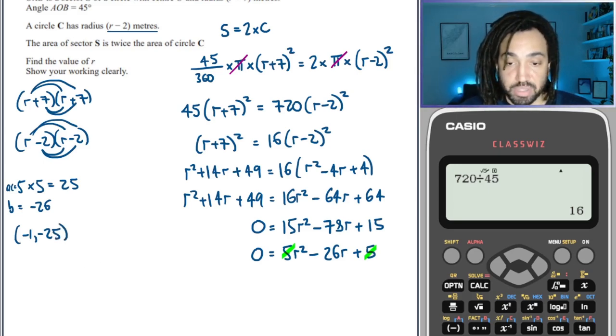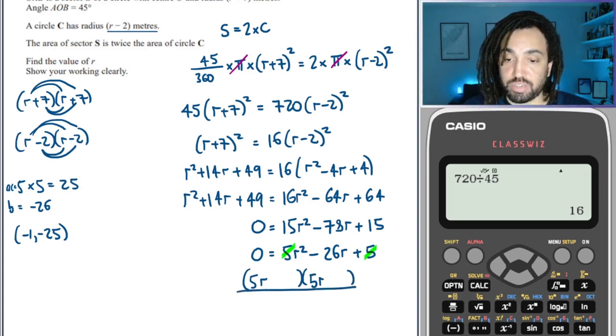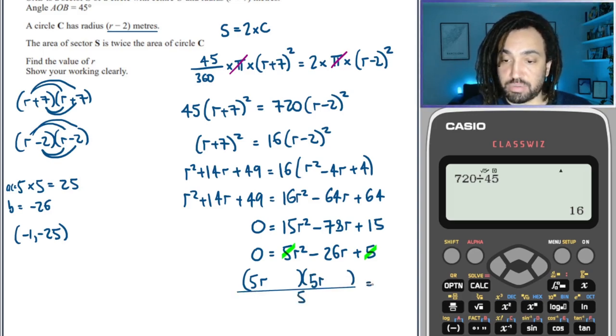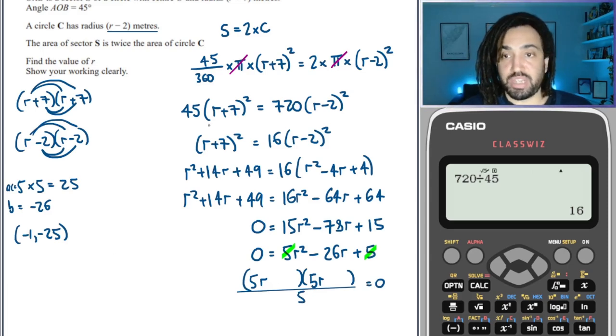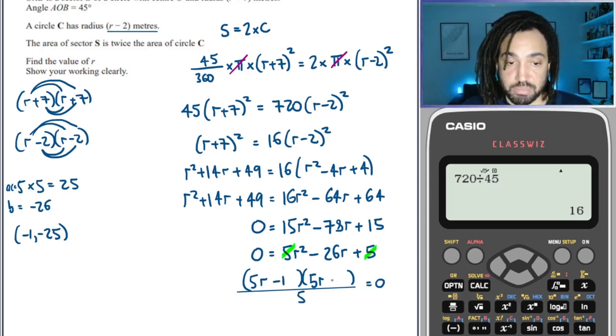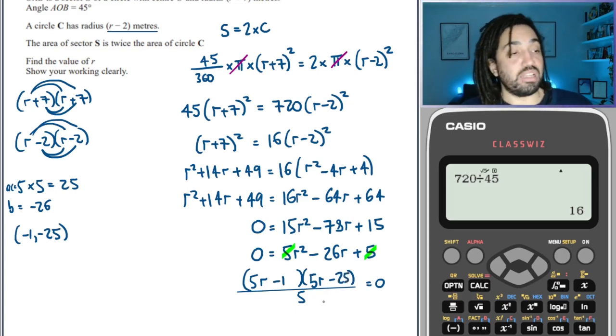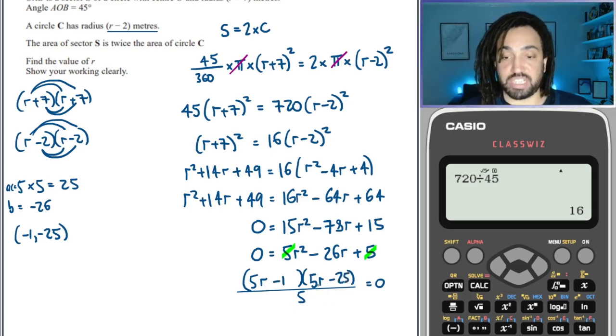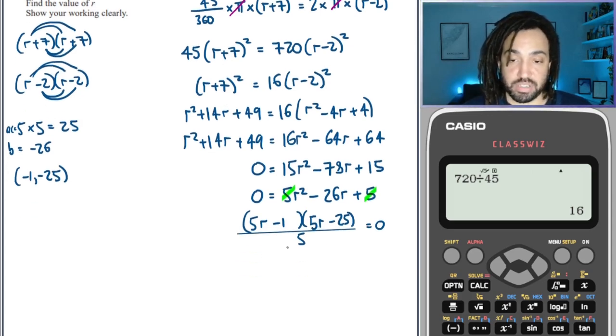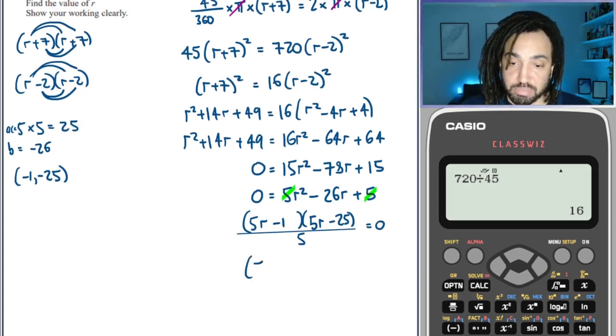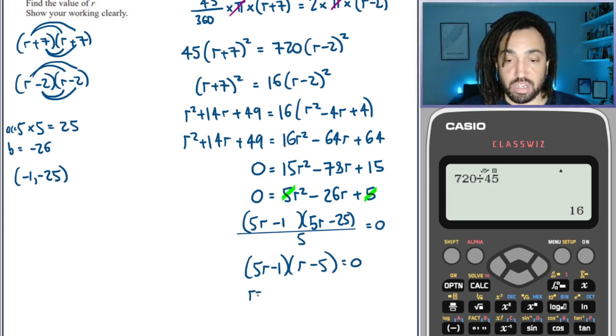Okay, then because the a term is 5, I write 5r in both brackets, and I divide the whole thing by 5, and that will equal 0. We then put the numbers in that we worked out over there, which are minus 1 and minus 25, and then we divide one of these brackets by 5. We need to get rid of this factor on the bottom, and we can do that by dividing the right hand side by 5. So this gives us that r must equal 1/5 or r must equal 5.